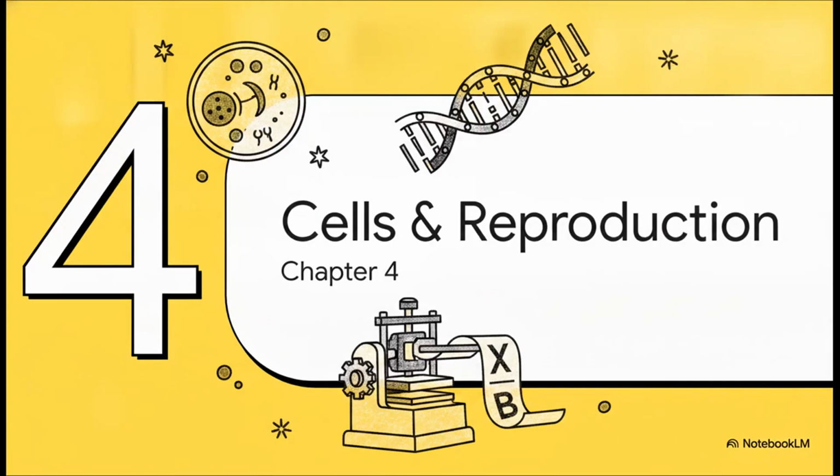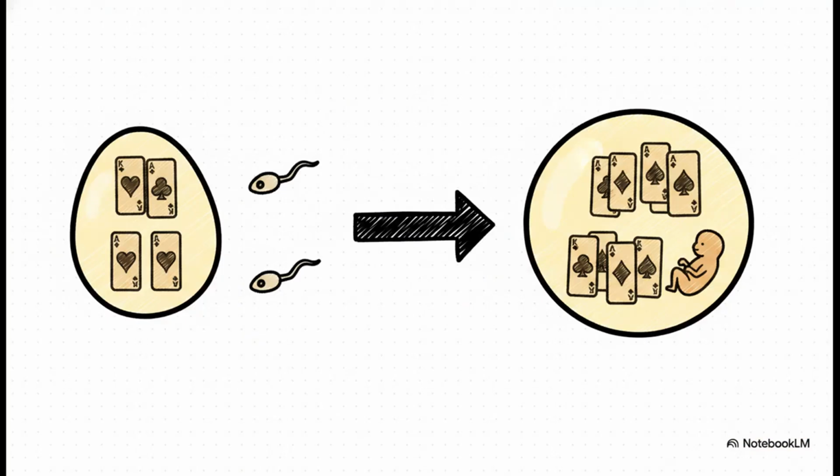Section 4. Cells, reproduction, and mutation. Obviously, reproduction relies on specialized cells. A gamete is a reproductive cell, like a sperm or an egg. Gametes are haploid, represented by the letter N. This just means they contain only one complete set of chromosomes. Essentially, they're playing with half a deck.